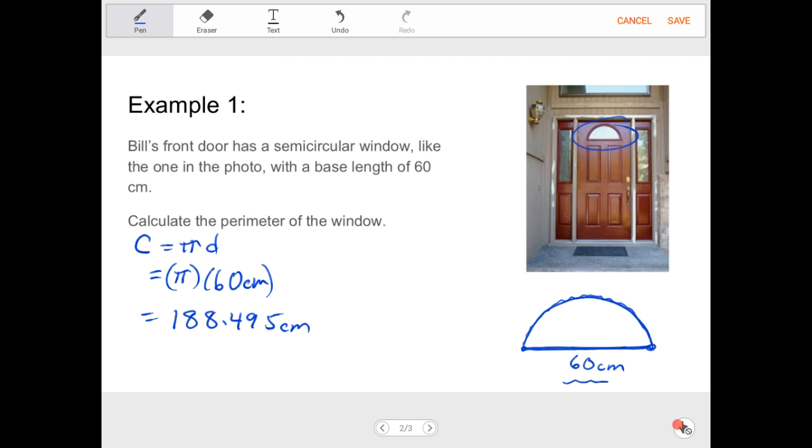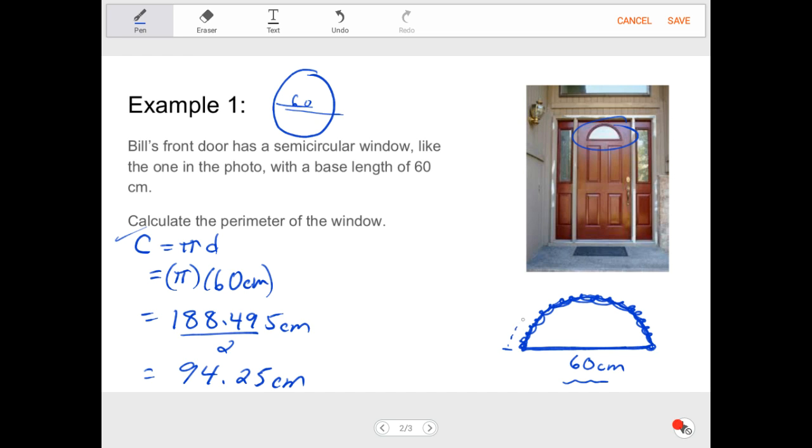But the problem, everybody, is that the circumference formula deals with an entire circle. So if you use this formula, that's the circumference of an entire circle with a diameter of 60. But you can see I only need this part, which is a semicircle, or half of a circle. So if I want that, all you have to do is divide by 2. And that will give you the semicircular distance, or half the circumference, which in this case is 94.25-ish centimeters.